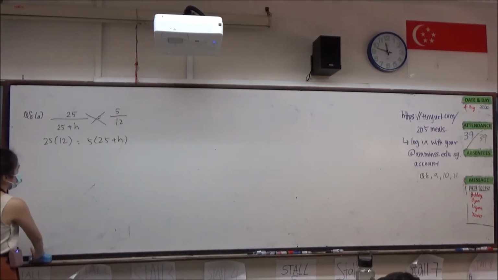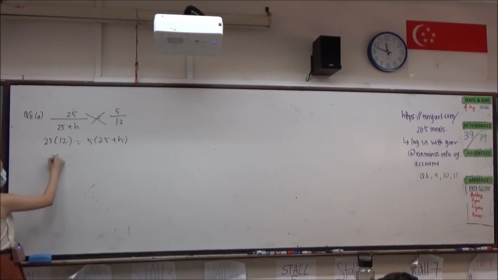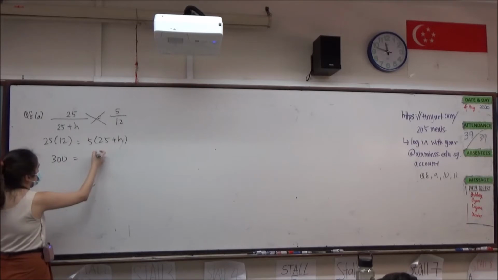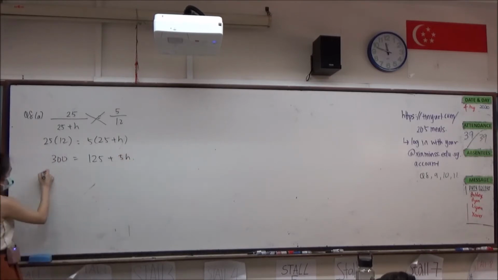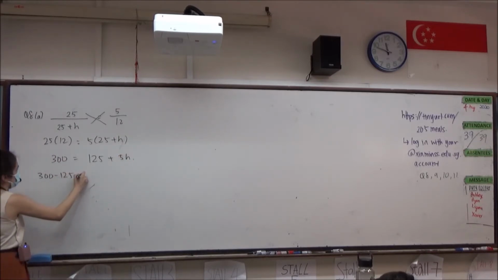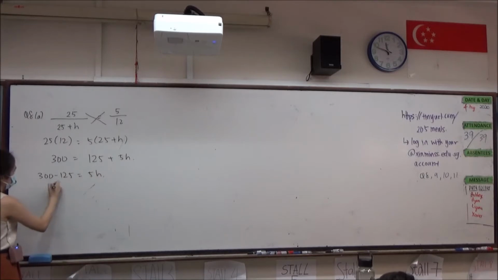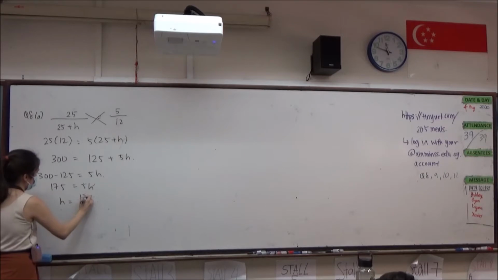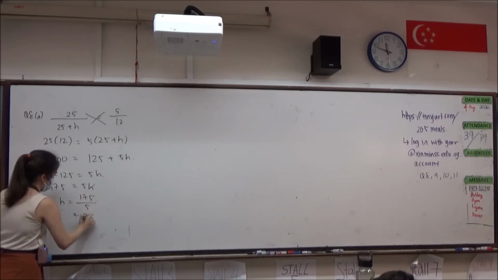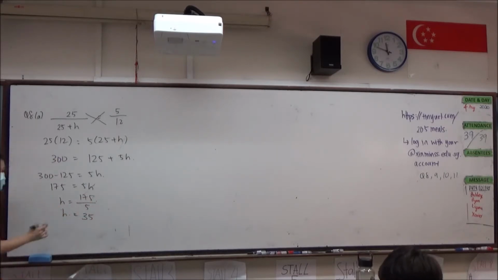25 times 4, what is it? 300. So 300 equals 5 times (25 plus H), which is 125 plus 5H. So we just solve now. And then this one will be 175, so H should be equal to 35.